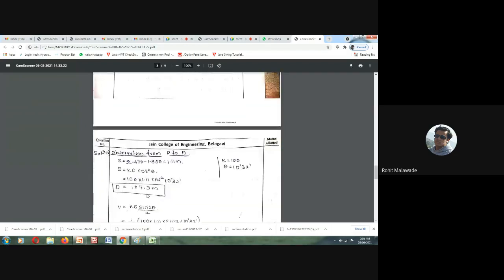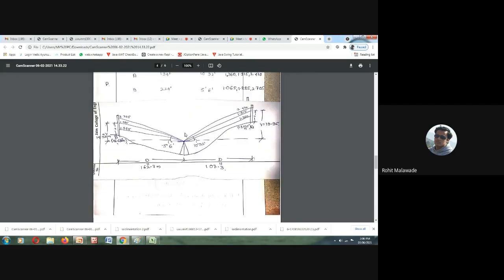Then D is equal to, again, the C value is not given, so we directly take C as 0. We have K, we have theta, and we have the S reading. So D is equal to Ks cos square theta. Your K is 100, S is 1.11, theta is 10 degrees 32 minutes. So this particular distance from P to A is 107.3 meters.